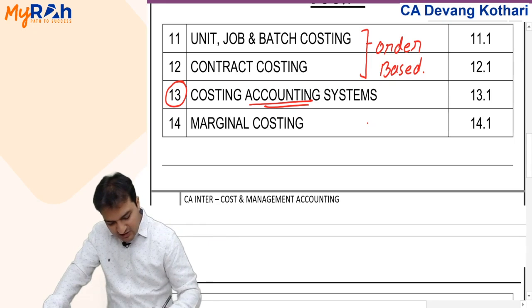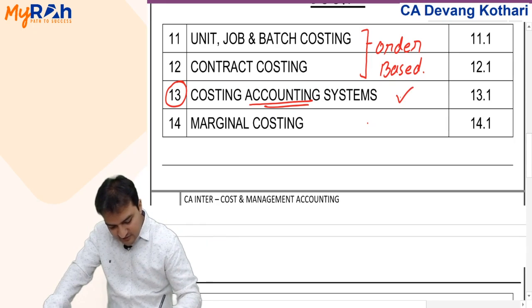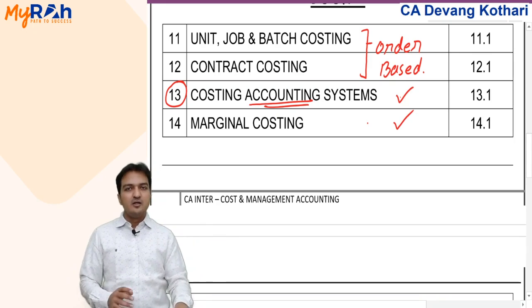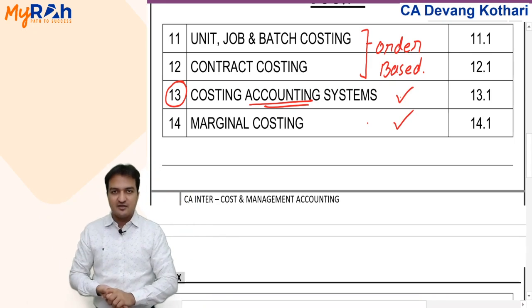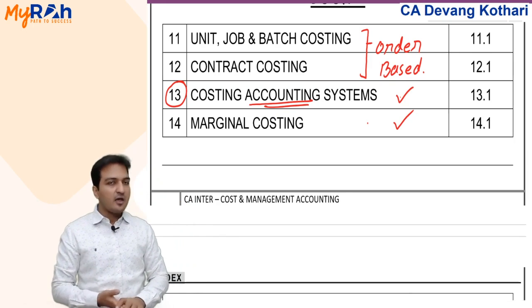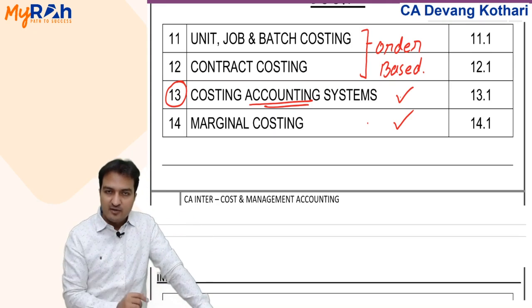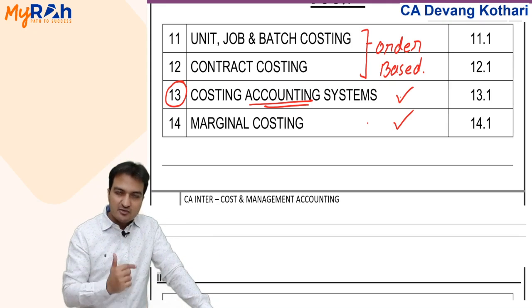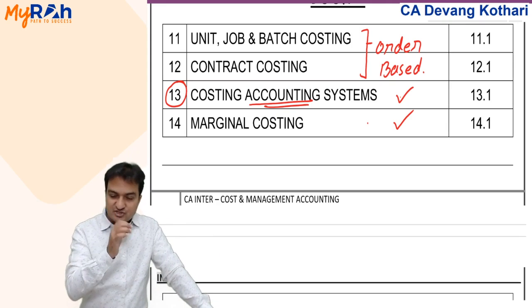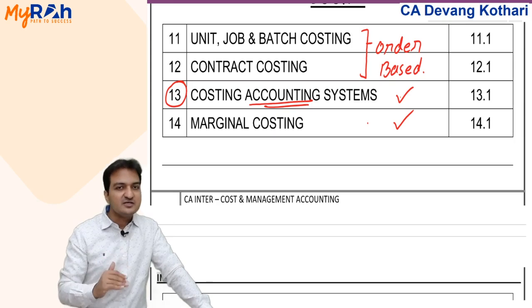Look, these last two chapters are not a bunch of chapters. These are individually separate ones. The last one, marginal costing, is one of the most important chapters. In fact, marginal costing is one of the most challenging chapters for many of the students. And marginal costing is the chapter which is a background for CA final.